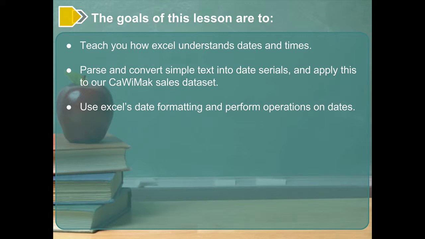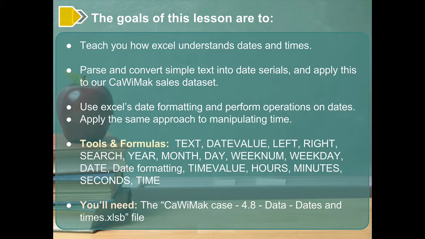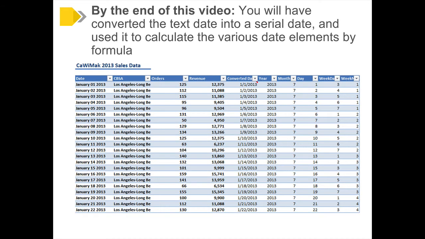We'll cover how to use Excel's powerful date formatting once you have it in date serial format, and how to perform operations on the new date serial, such as calculating the date components, year, month, day, etc., and performing operations on dates. And finally, I'll briefly cover how to apply the exact same logic and approach to parsing and operating on time values and strings. You'll need the CaWiMak case 4.8 dates and times Excel file. By the end of this video, you will have converted the text date into a serial date and used it to calculate the various date elements by formula.